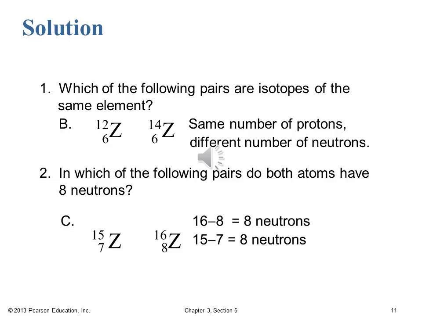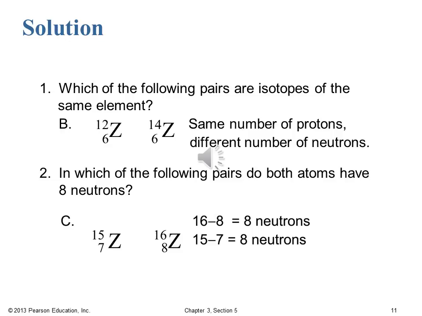We had atomic number 6 for both of those, and therefore we were dealing with isotopes of the same element. The first case, the leftmost case with a mass number of 12, has 6 protons and 6 neutrons. With a mass number of 14, we have 6 protons but 8 neutrons. And then number 2, in which of the following pairs do both atoms have 8 neutrons?